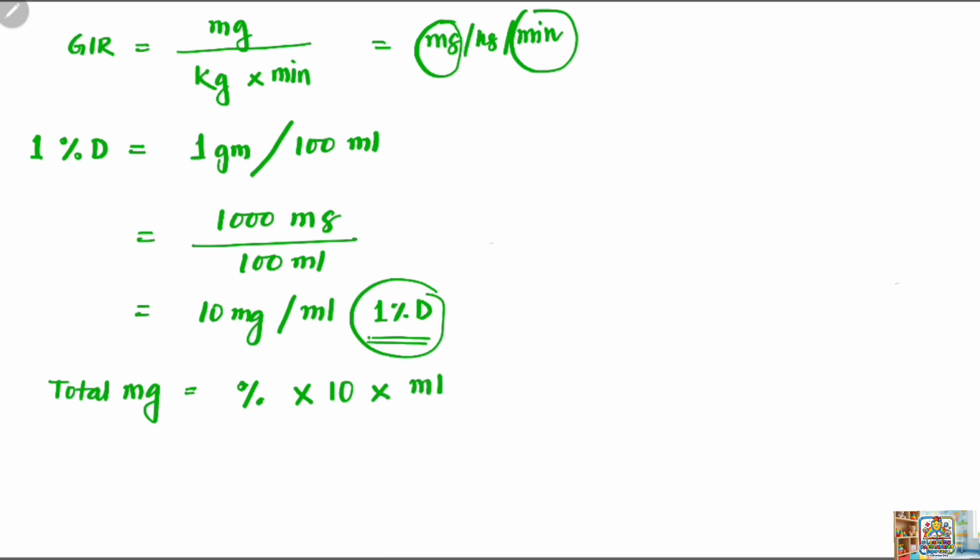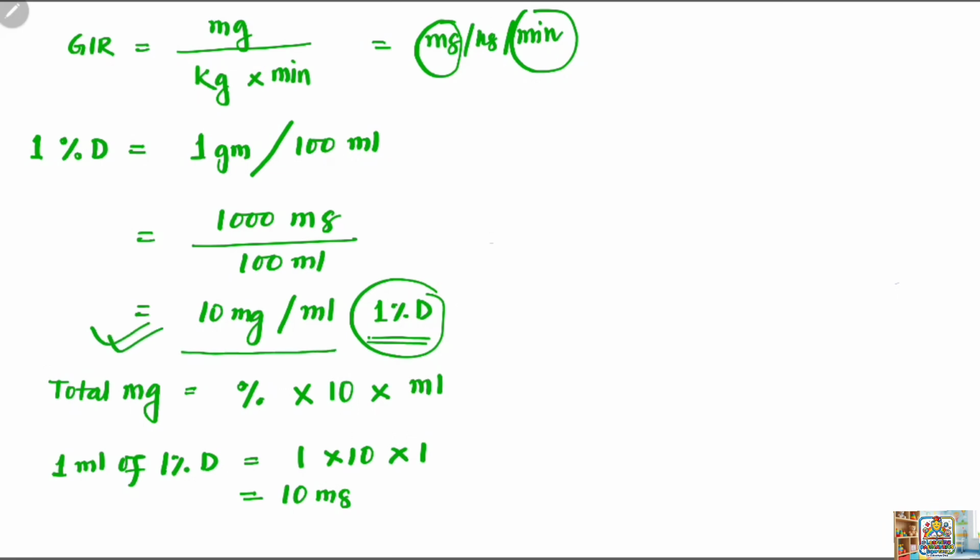of glucose in any percentage of IV fluid means the concentration of the fluid into 10 and how much ml of fluid given. Suppose we are giving 1 ml of 1% dextrose, that means 1 into 10 into 1, that is 10 milligram. What we have calculated here is 10 milligram per ml. Now here our formula: total milligram equals percentage concentration of the fluid into 10 milligram and how much amount in ml of fluid given. In the denominator, per kg per minute.